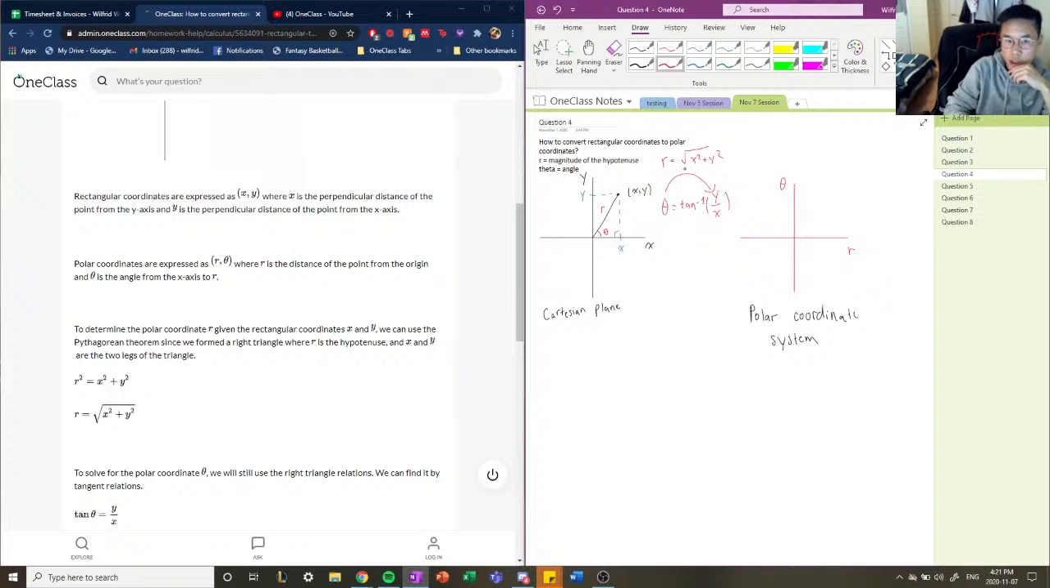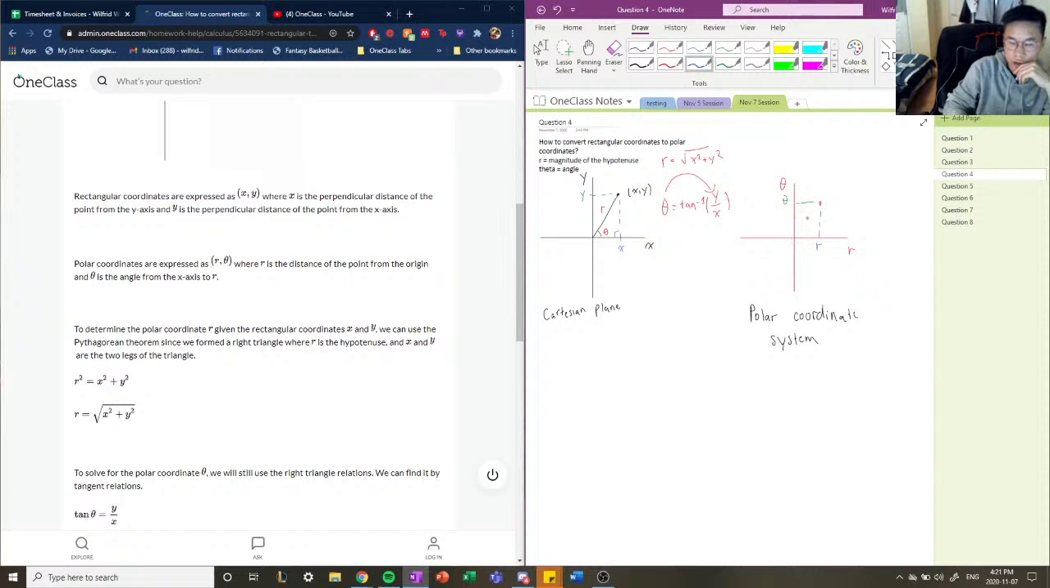And our magnitude of our hypotenuse is related to the square root of x squared plus y squared. So now we can convert these x, y coordinates into our new polar coordinate system, where this is theta, and this is r.